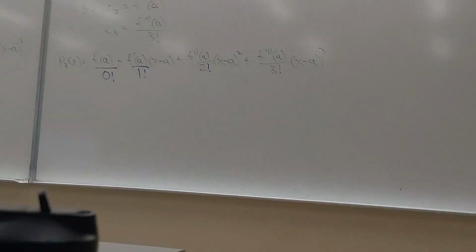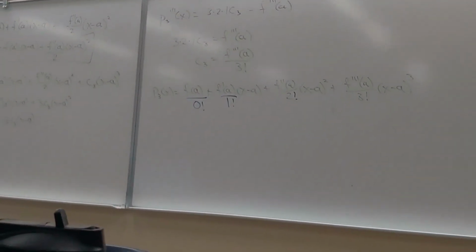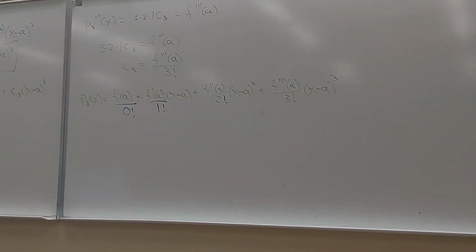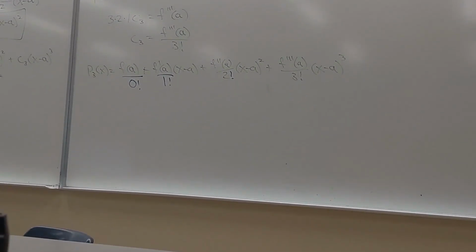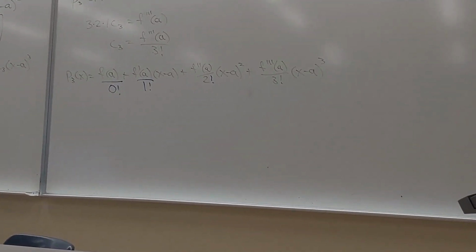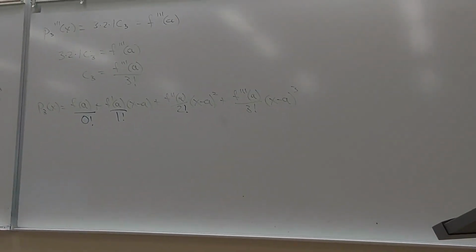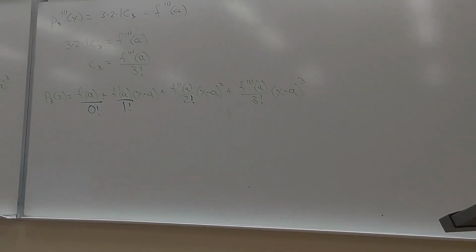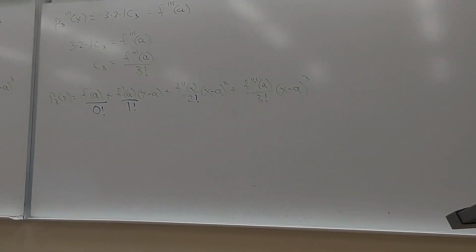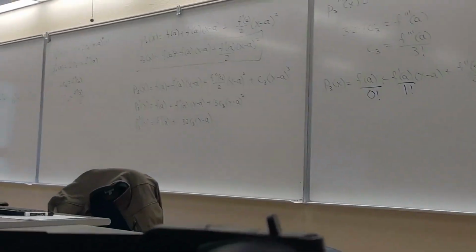Just making sure. So what's the next one gonna be if I do a 4th degree? It'll be the 4th derivative, f quadruple prime of a over 4 factorial times x minus a to the 4th. Do you guys see the pattern now? If you see the pattern, we were successful. All right? We were successful.